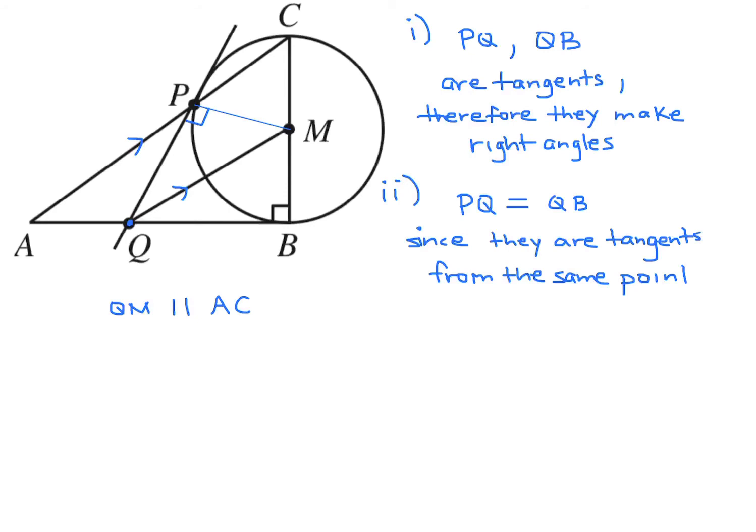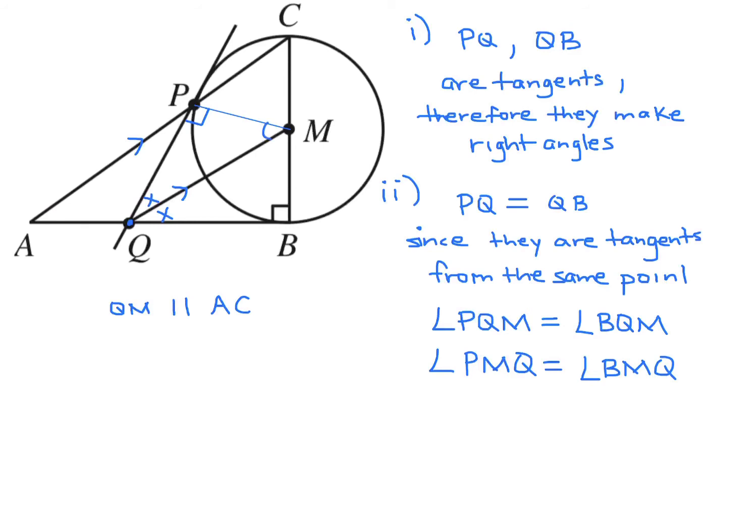And those angles are PQM and angle BQM. So PQM is this angle right here, and BQM is that angle right there. Those are equal. So I'll just label them X and X like that. And in a very similar way, the angles of PMQ and BMQ are also the same. So PMQ is this one, and BMQ is that one right there. So since those are the same, I'll label them Y and Y like that.